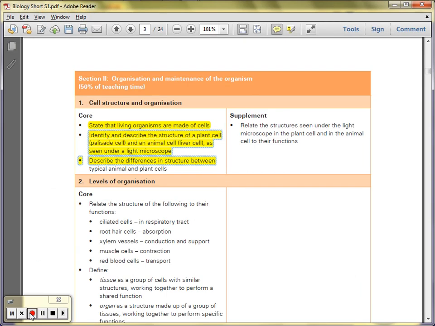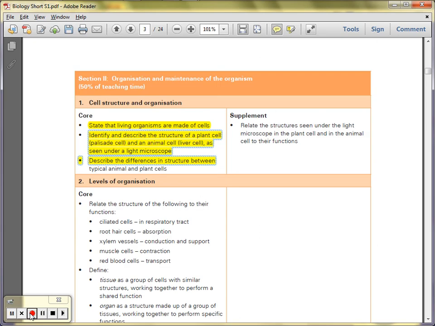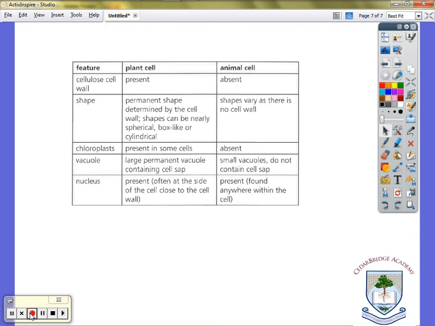State that organisms are made of living cells. You don't actually have to do that. Boom. Identify and describe the structure of plant cells. Done. Animal cells. Done. Describe the differences in structure between typical plant and animal cells. That was that table that I just showed you. Done. Relate the structures seen under the light microscope in the plant cell and in the animal cell to their functions. Boom. Go back a few slides and that's done too.